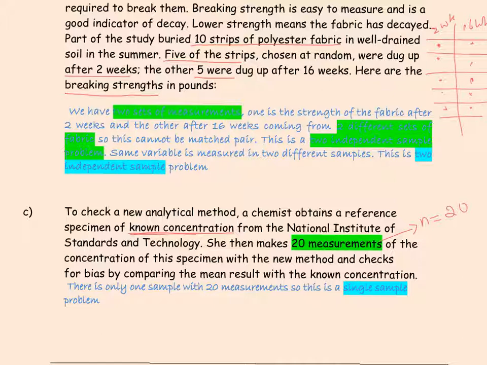So these three examples show us how to read the problem and decide what kind of method to use. Is it a single sample problem? Is it a matched pair problem? Or is it a two independent sample problem? The question will clearly explain what kind of a problem it is. We just have to read it carefully and identify it.